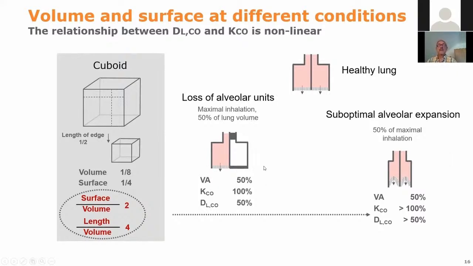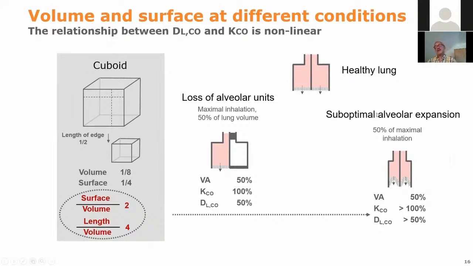This is no problem. But the problem appears here because there is a nonlinear relationship between lung volume and surface. For example, take a cuboid, and you cut the edge to half of the size before. Then the volume is only 1/8 of the basic cuboid, but the surface is only 1/4. That means in relationship to the volume, the surface is increased. And this has influence on the test results.